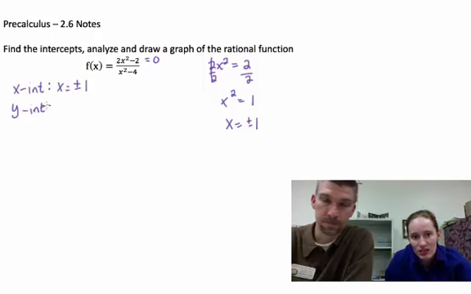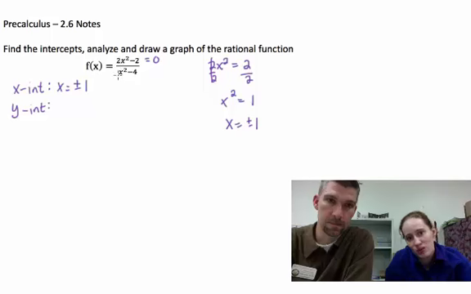Y-intercepts. Remember we talked about that if we just think about these x squareds going away, our y-intercept should be -2 over -4, which simplifies to 1/2. But if you are unsure there, just remember you can plug in and find f of 0, and if you do, you get 1/2.